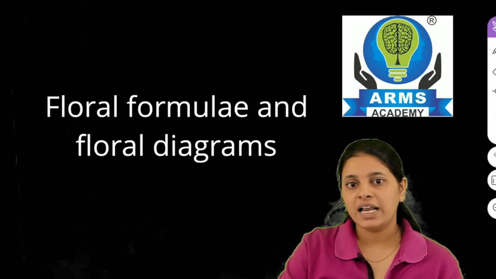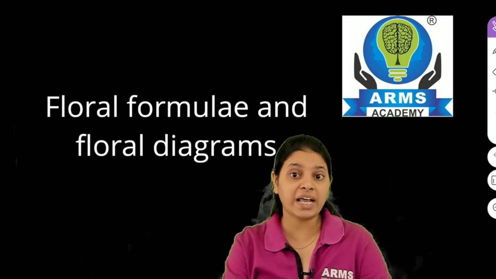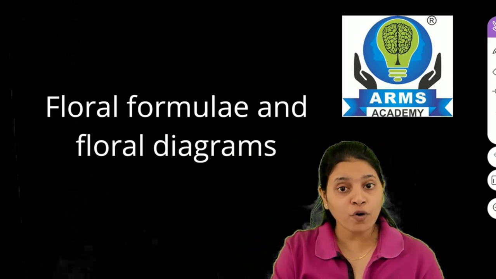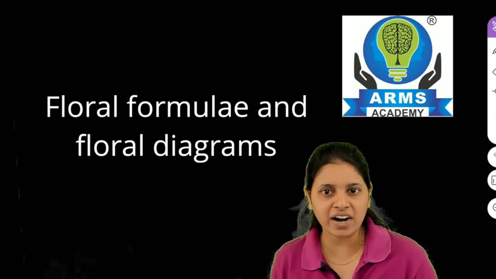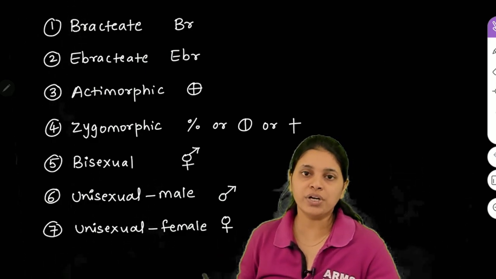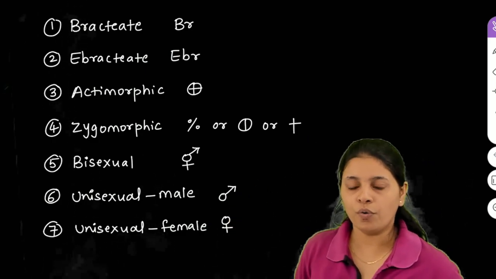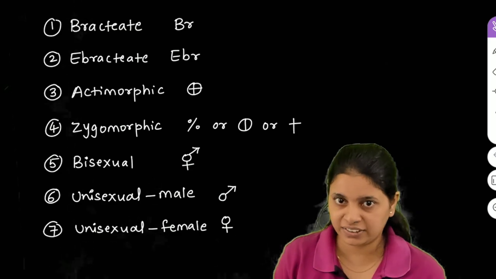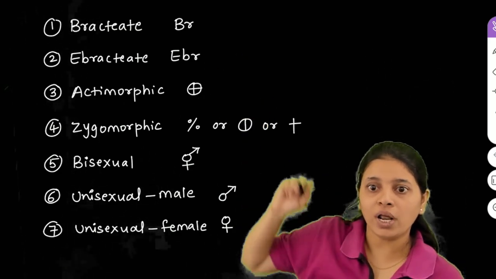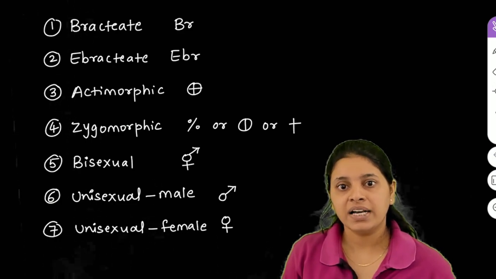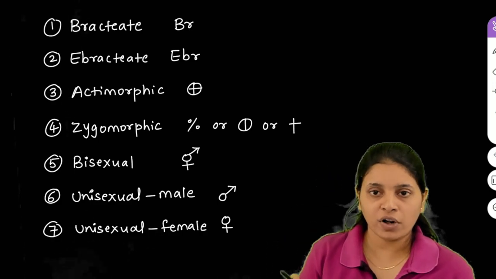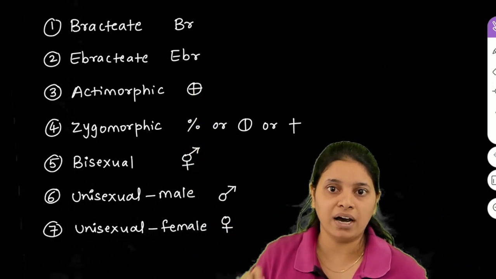Hello everyone. Let's study the floral formulae and floral diagrams from chapter Morphology of Flowering Plants. So, before we dive into all the formulae and diagrams, let's quickly revise the symbols which we use to represent the different words. If a flower has bracts, then the condition is bracteate. Here we use the symbol BR to represent it. Next, if bracts are absent, then the flower is ebracteate. For this, we use the symbol EBR.